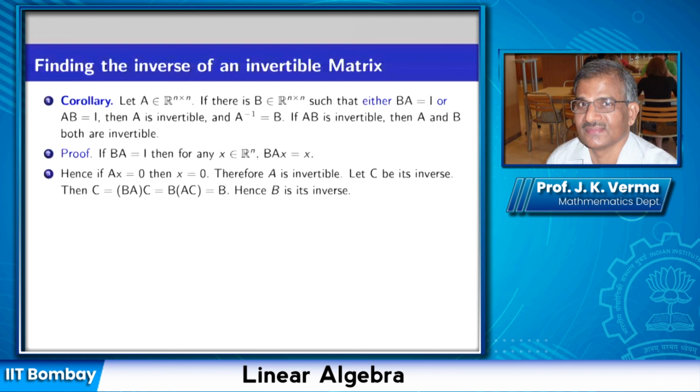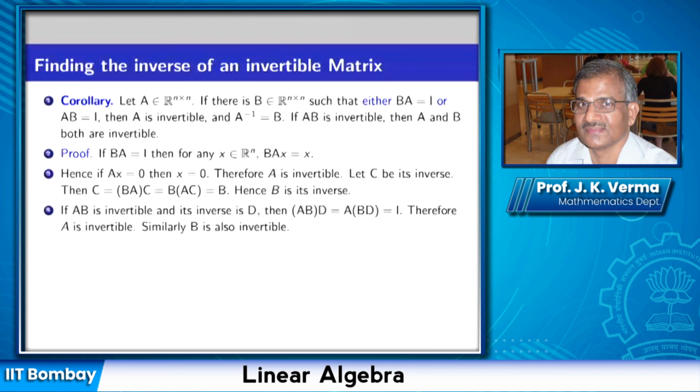So suppose C is the inverse. Then C is equal to BA times C, and that is BAC, and so B is the inverse. Okay. If AB is invertible, then its inverse is D. Then ABD is equal to identity, and therefore A is invertible, and so B is also invertible. So once the product is invertible, the factors are also invertible.